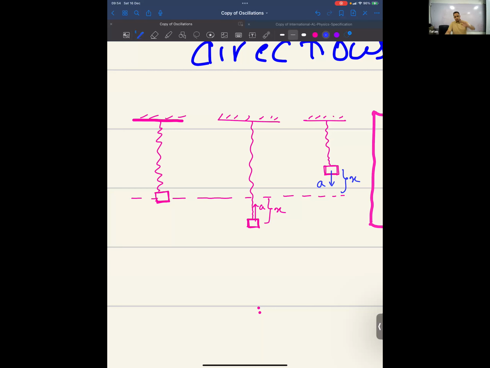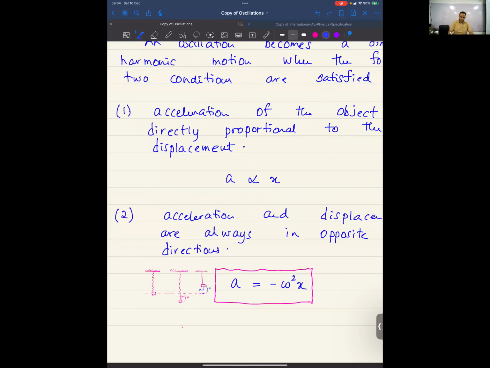In a simple harmonic motion, the acceleration will always be in the opposite direction to the displacement. In other words, acceleration will always be directed towards the equilibrium point, the equilibrium level. Understood? When the displacement is down, the acceleration is up. When the displacement is up, the acceleration is down. Always it will be directed towards this equilibrium level. Is that okay? So that is what the minus sign here says. A is equal to minus omega squared x. The minus sign signifies that a and x are always in opposite directions.